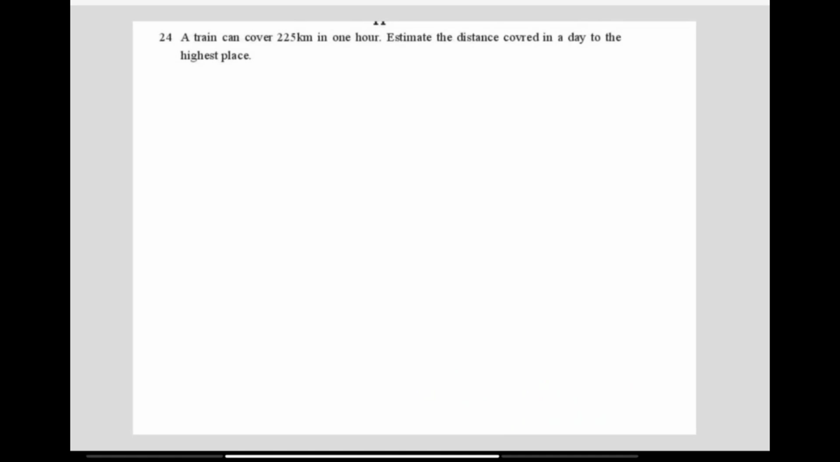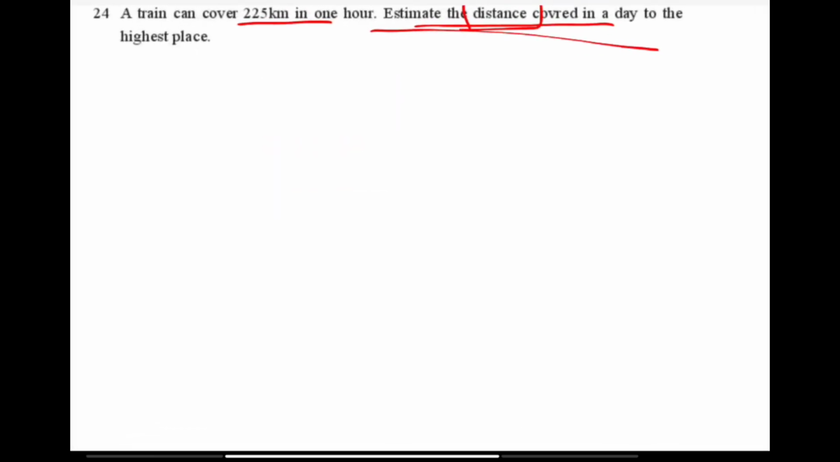A train can cover 225 kilometers in 1 hour. Estimate the distance covered in a day to the highest place. A train can cover 225 kilometers in 1 hour. So first you have to find out the distance, then you have to convert it into the estimation form. Okay, let us do it here. First let us write the statement. So distance covered by the train in 1 hour.